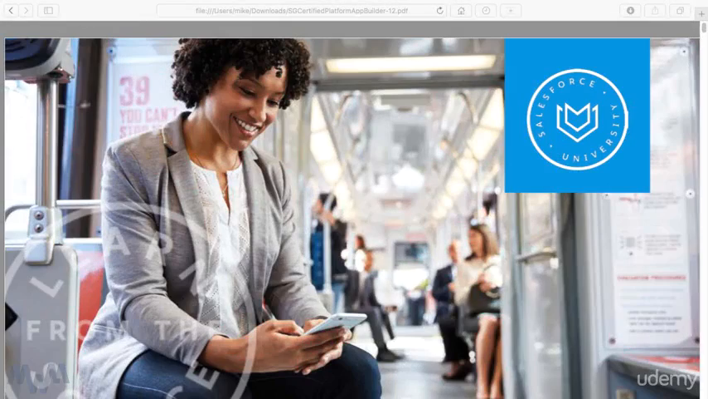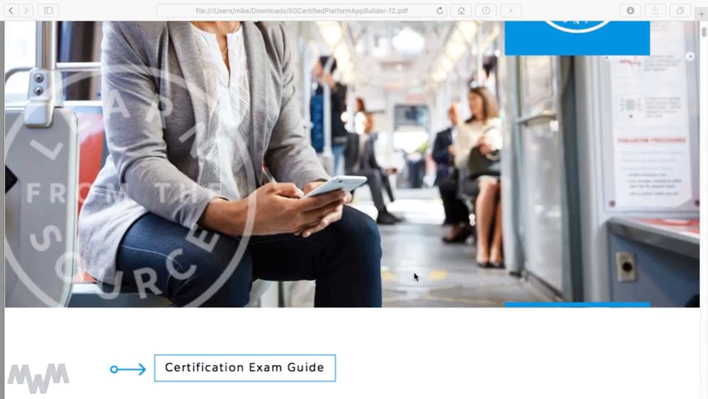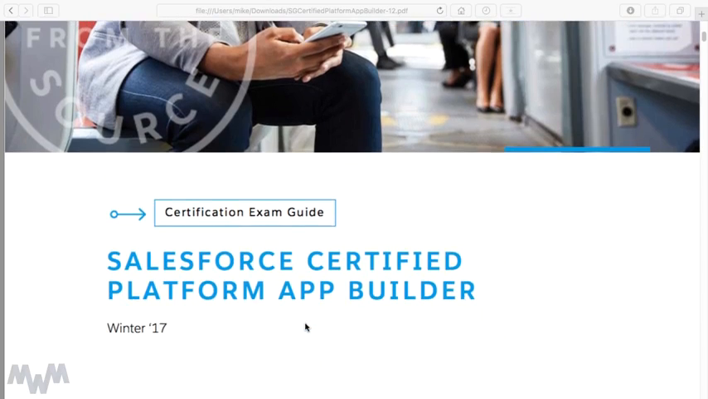We're going to walk through one of the sample exam questions from the study guide. And I've got open the Platform App Builder study guide, also commonly referred to as the certification exam guide. You notice here this is for the Salesforce Certified Platform App Builder.